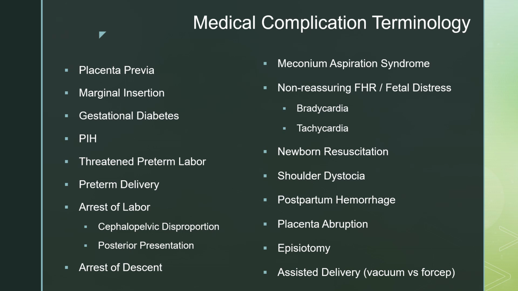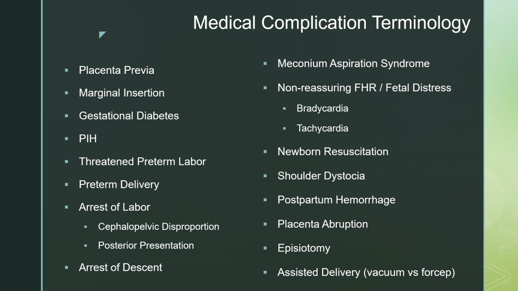Posterior presentation. Meconium aspiration syndrome, it's rare, but it's more common with that thick particulate meconium when the baby comes out and is having a hard time breathing, because those little pieces of meconium that were in the amniotic fluid are inside the alveoli of the lungs.